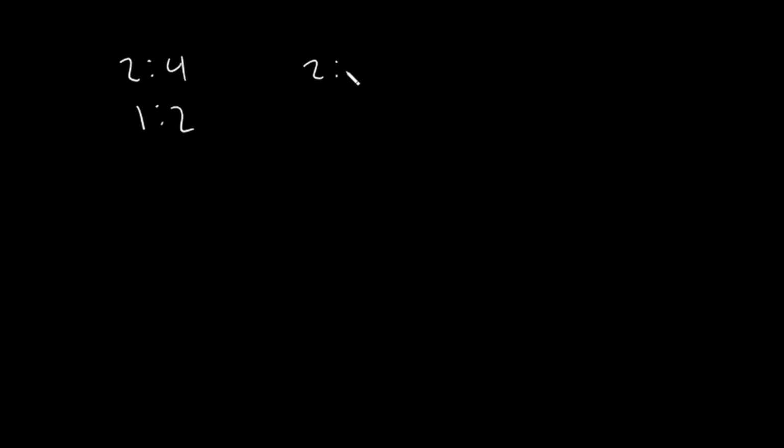We could say 2 is to 4 as 1 is to 2. And this would be a proportion. A proportion is two ratios that are equal to each other. So let's set this up with some variables to explore further.